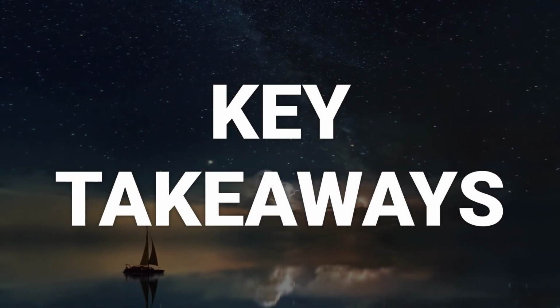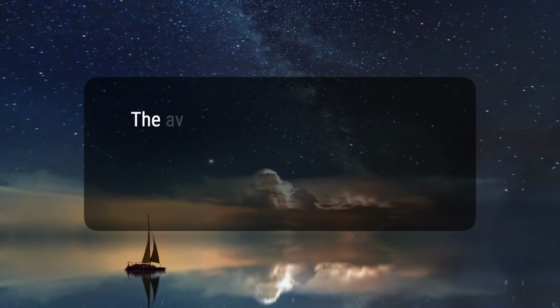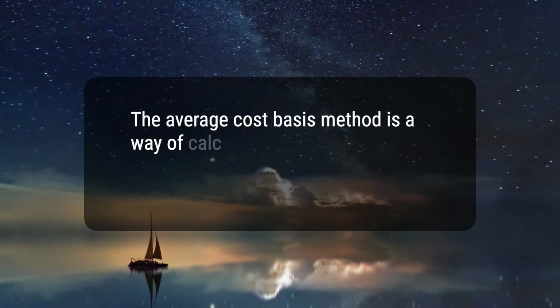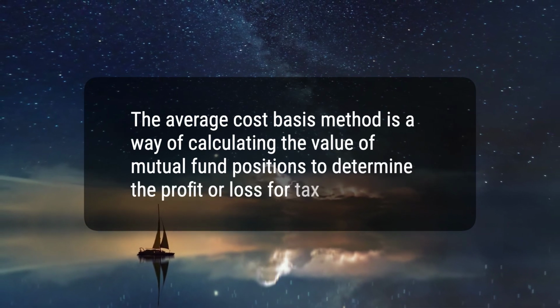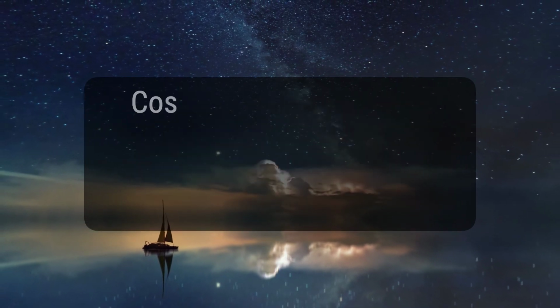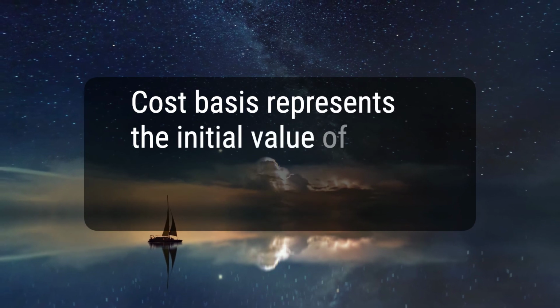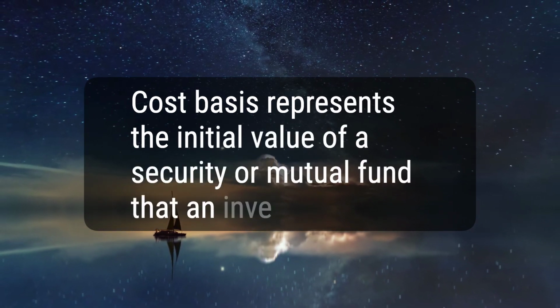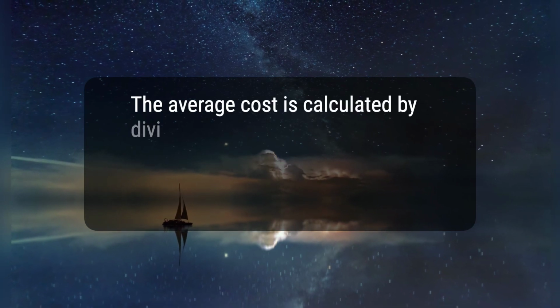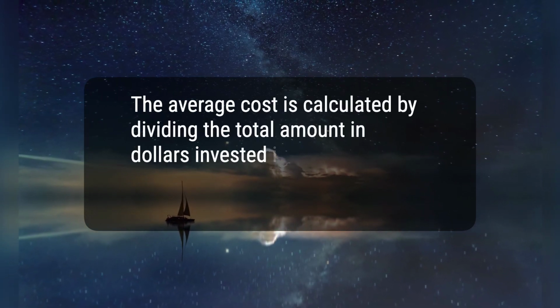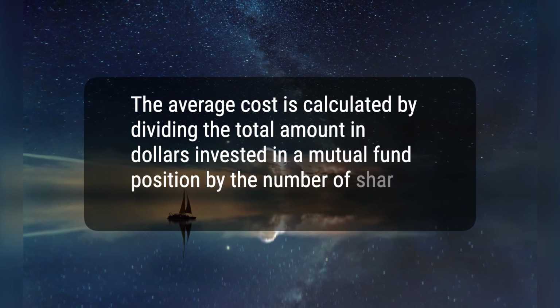Here are 3 key takeaways. 1. The average cost basis method is a way of calculating the value of mutual fund positions to determine the profit or loss for tax reporting. 2. Cost basis represents the initial value of a security or mutual fund that an investor owns. 3. The average cost is calculated by dividing the total amount in dollars invested in a mutual fund position by the number of shares owned.